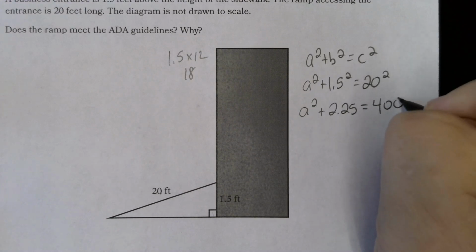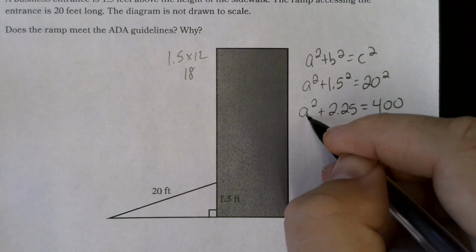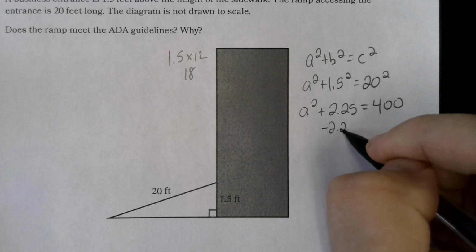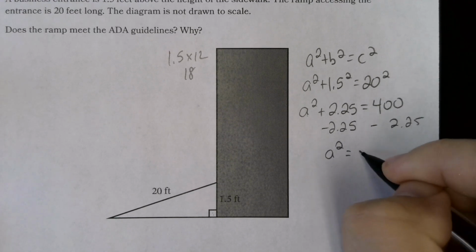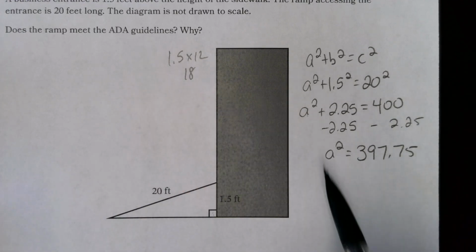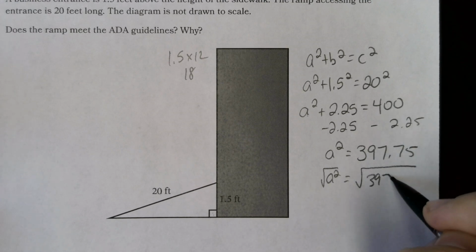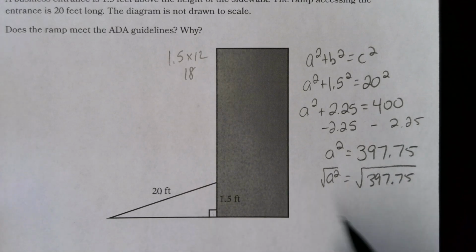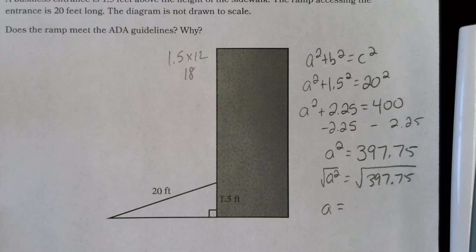And 20 squared is 400. Okay, if I'm going to figure out what this missing piece here is, I've got to isolate my variable. Subtract from both sides, which gives 397.75. And again, we need to take the square root so we can figure out what exactly we have as our measurement to see if it fits. Because if we just leave it as the square root of 397.75, we don't know if that meets the qualifications or not.